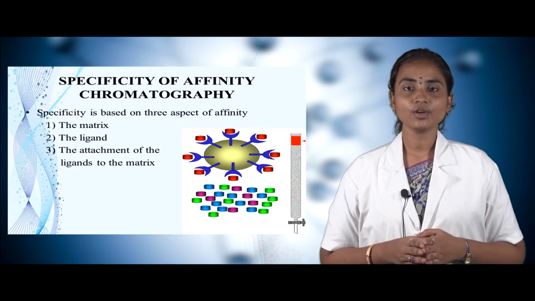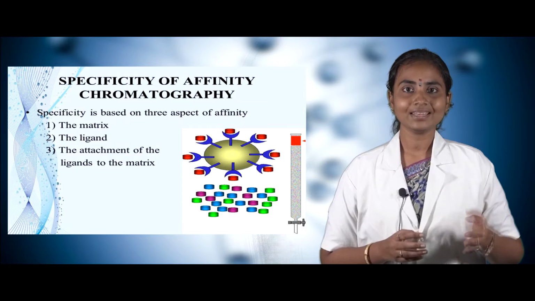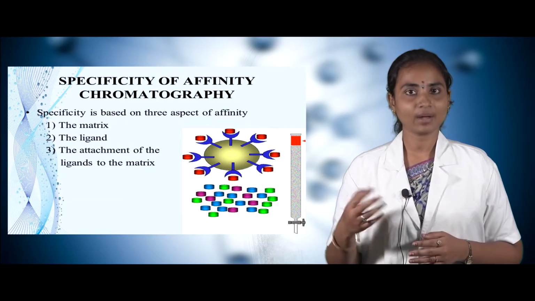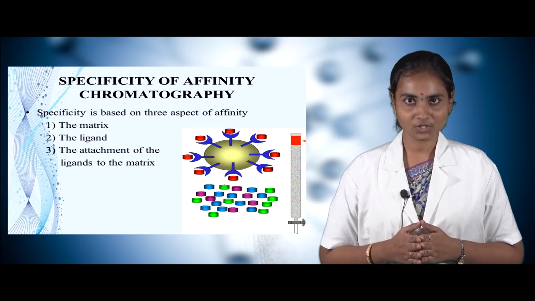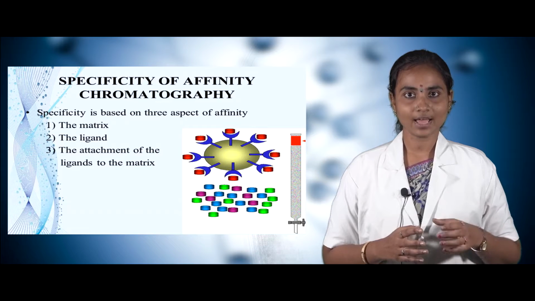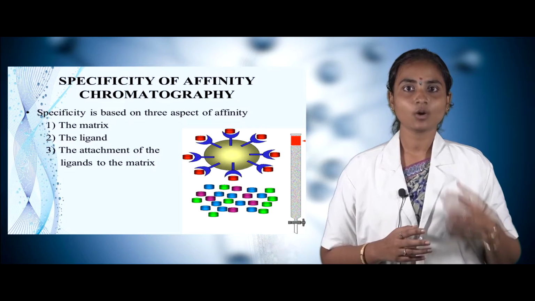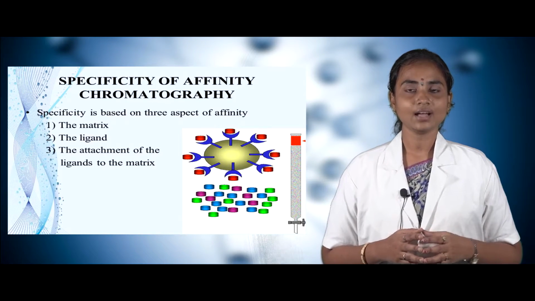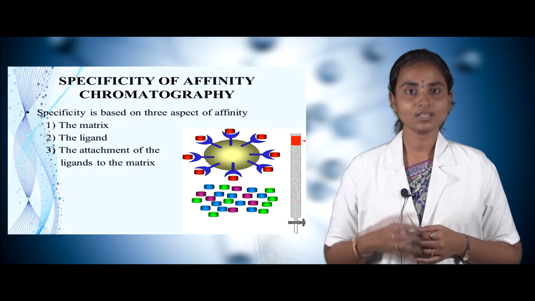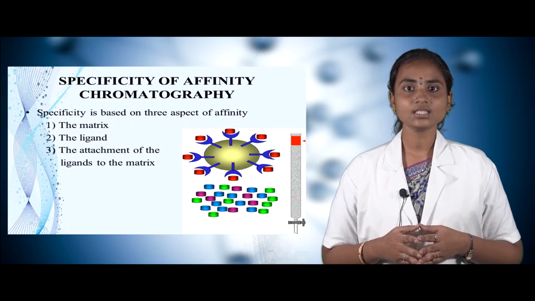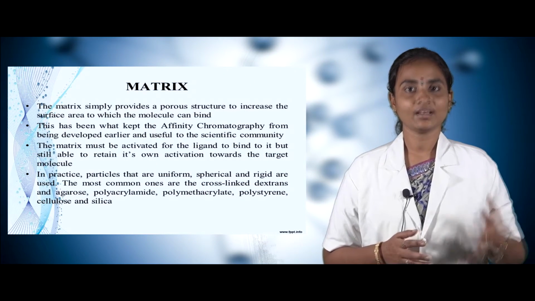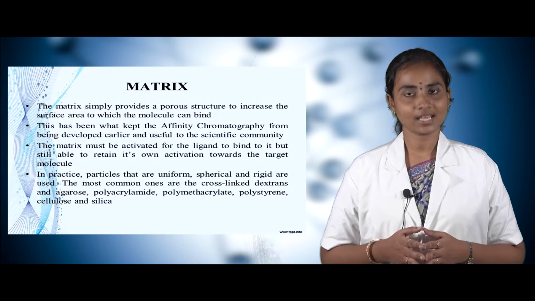Then, specificity of affinity chromatography. Mainly this word affinity deals with the interaction between the ligand and the matrix through various specific natures, whereas specificity is mainly based on certain aspects of affinity, that is covalent bond interaction, that have three main factors. One is the matrix, the next one is the ligand, and the third one is the attachment of this ligand to the matrix. The main components in affinity chromatography are matrix and ligand.